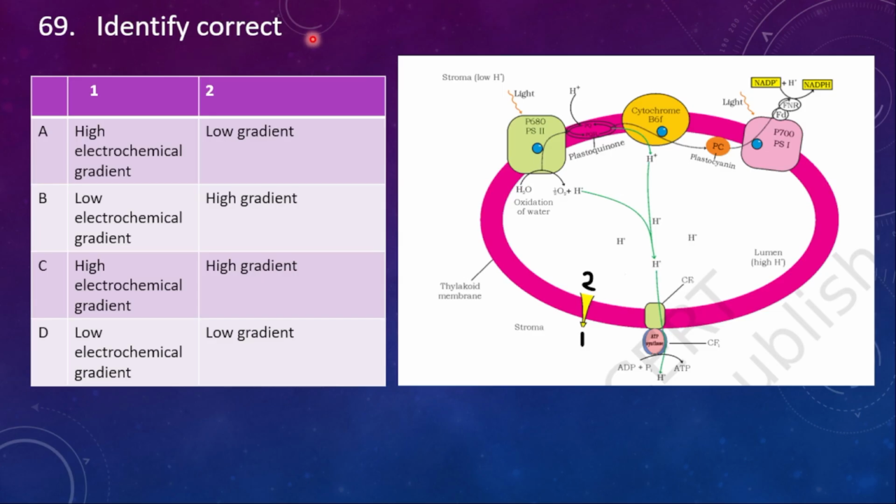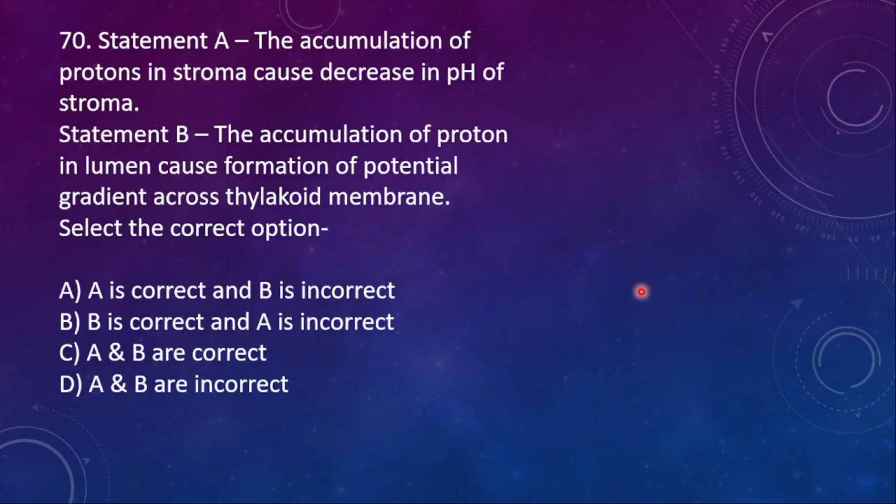69. Identify the correct one. 2 and then 3. A, high electron gradient. First one is high electron gradient. Second one low electron gradient. No, here the electron gradient is more. Here it is low and then here it is high. So here the right option is 1 is low electron gradient and then second one, 2, is high electron gradient.